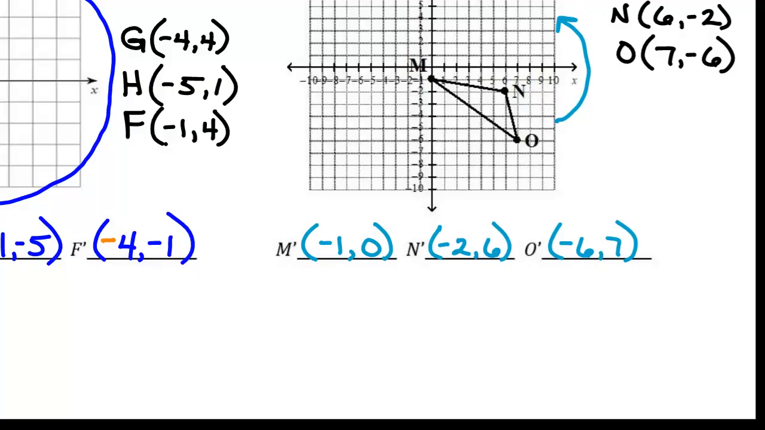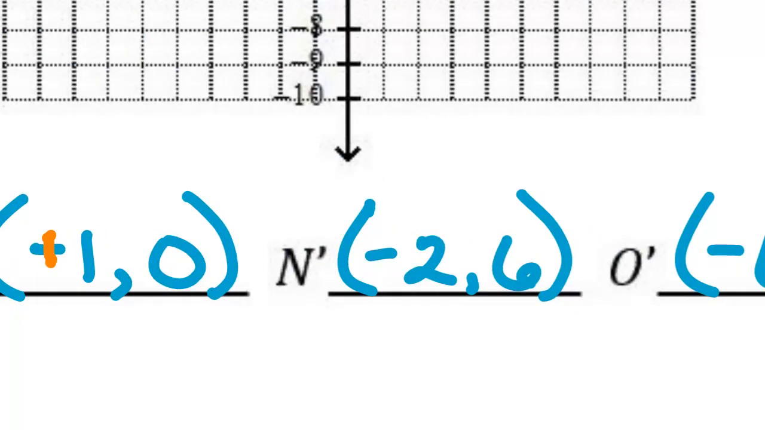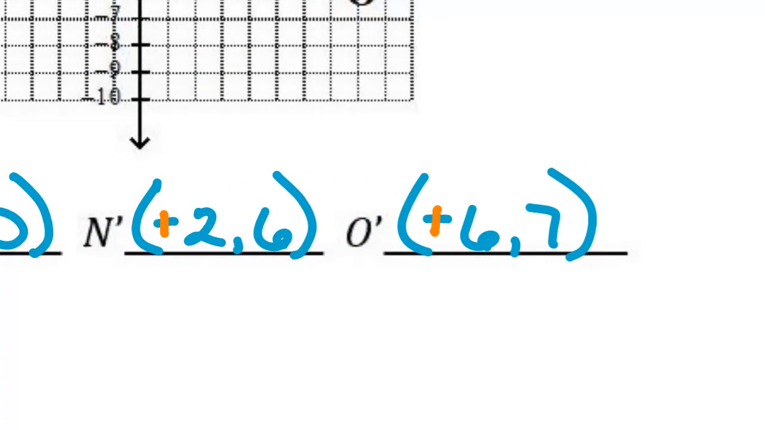Yep, make everything positive. All the x's are currently negative. We need to change those all to be positive, so this becomes a +1, 0, a +2, 6, and a +6, 7.